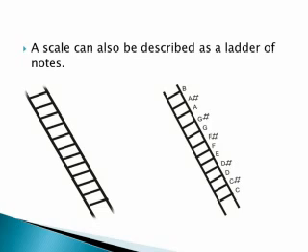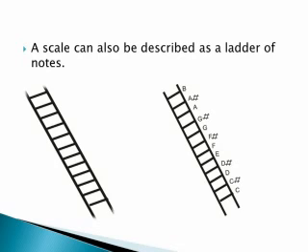A scale can also be described as a ladder of notes. You can see a ladder. We go up the ladder and down the ladder. This other ladder here has been marked with musical notes. We have a C here, C sharp, D, D sharp, E, F, F sharp, G, G sharp, A sharp, and B. You see, so we can go up the ladder or down the ladder with our musical notes in our minds too.